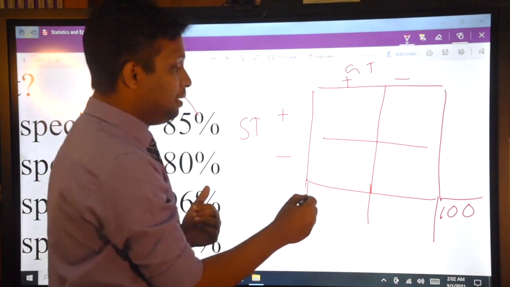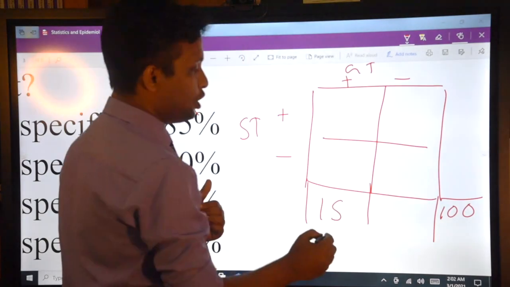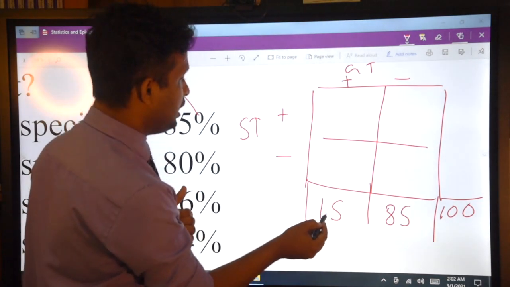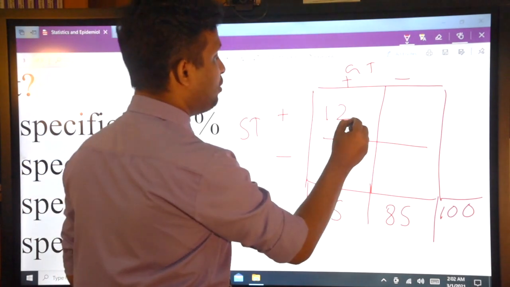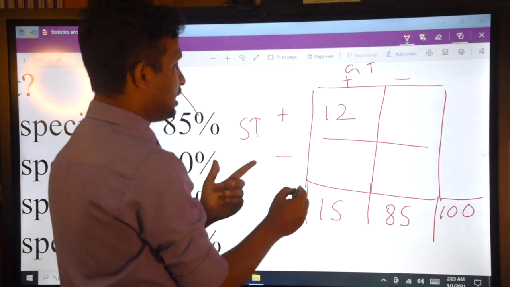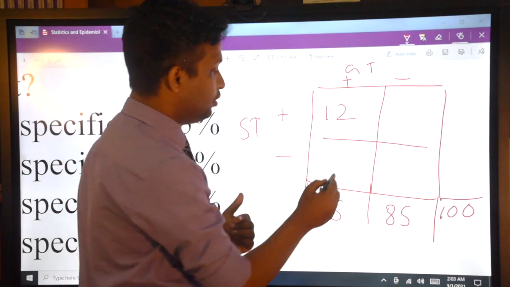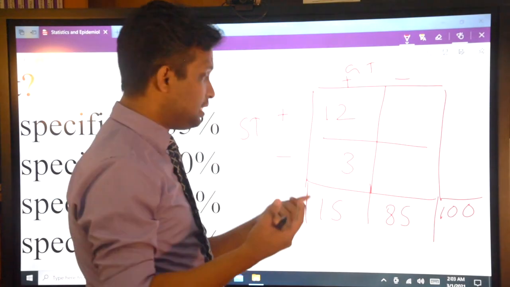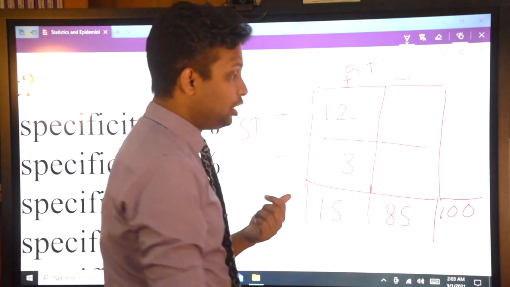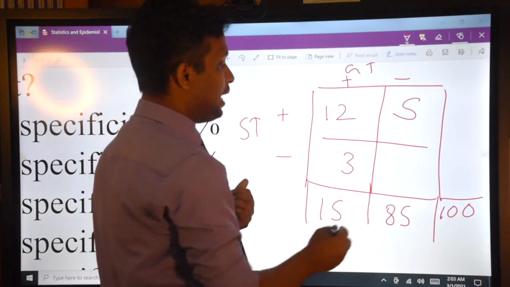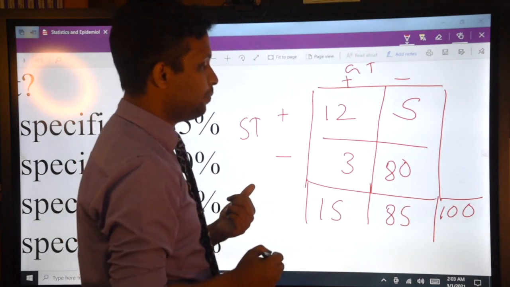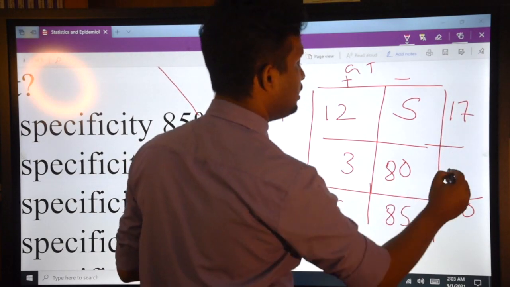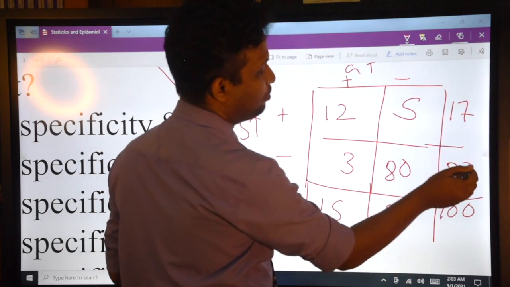Now the total 15 breast cancer patients are there, so we need to know that the rest is 85. Out of 15, the screening test detected 12 patients, and because of that the screening test has not correctly diagnosed 3 patients. Out of 85 breast cancer negative patients, the screening test was positive for 5 people, and the remaining 80 are correctly diagnosed as negative. So here the total is 17, and here the total is 83. So 17 plus 83 is 100.